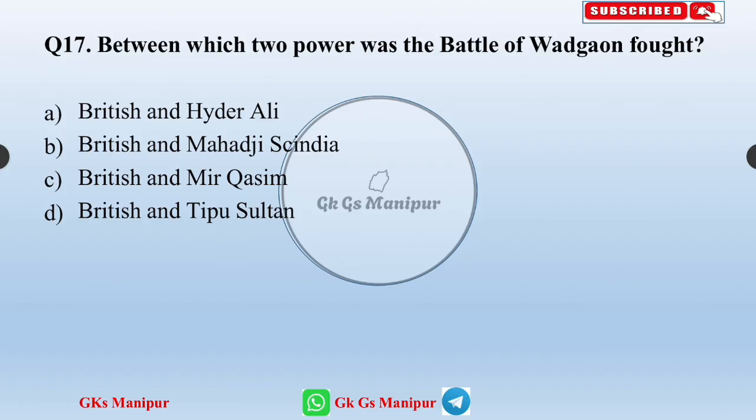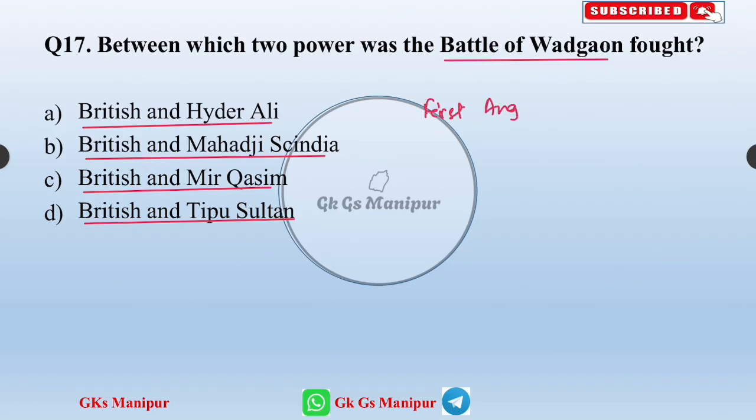Between which two powers was the Battle of Wadgaon fought? Option A British and Hyder Ali, option number B British and Mahaji Scindia, option number C British and Mir Qasim, and option number D British and Tipu Sultan. Option that is first Anglo-Maratha war.